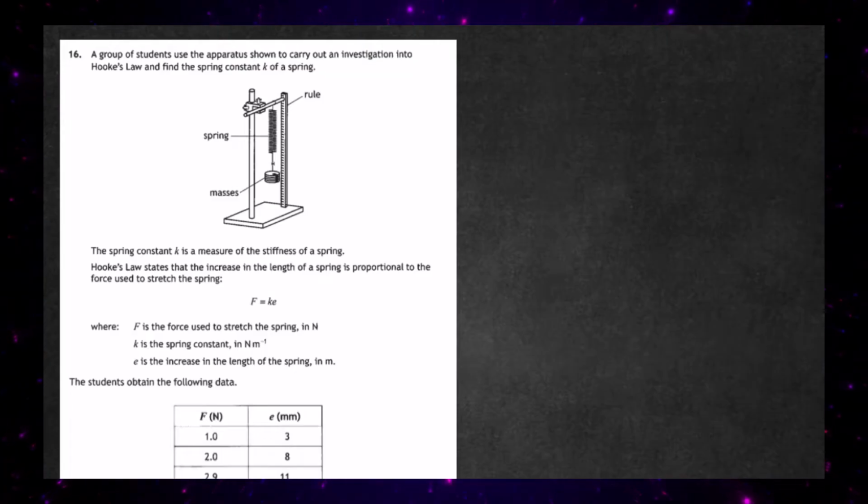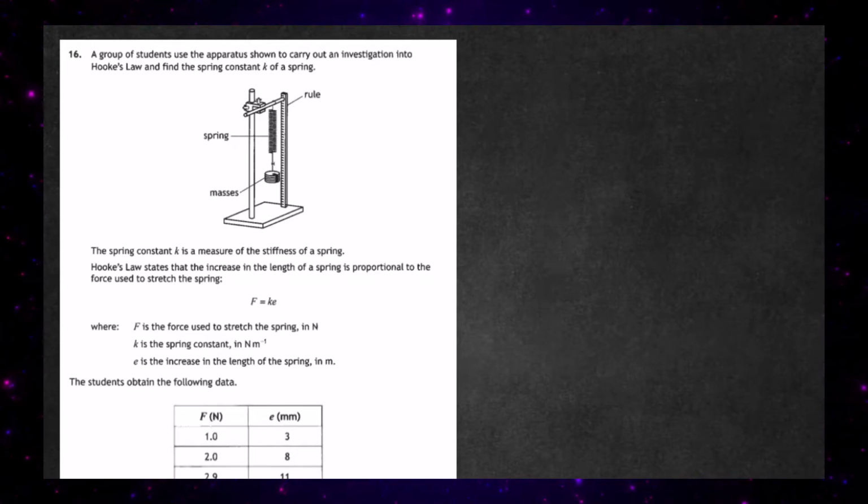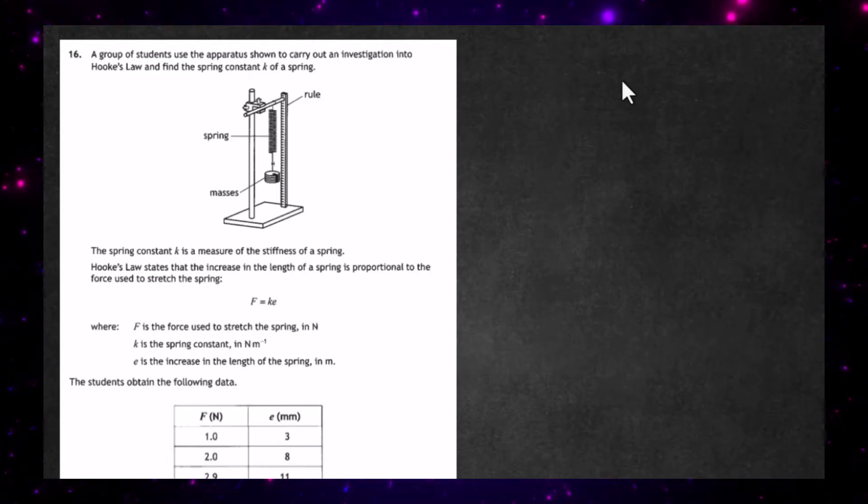You have the clamp stand, you have a spring attached to it, you have a ruler to measure the extension, and you have the masses, which of course you add on one at a time to give you the force which is pulling us down. Remember, the force is due to the weight of the masses.